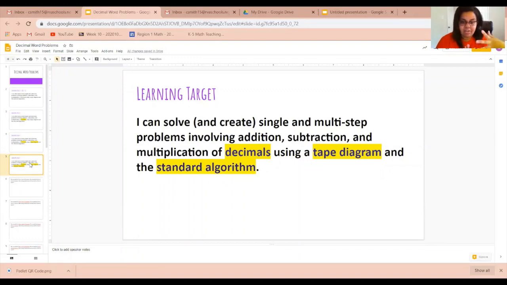And finally, I see the key word standard algorithm. What does standard algorithm mean? Well, you've been practicing solving addition, subtraction, and multiplication problems of decimals using concrete materials like place value discs or base 10 blocks. You've also practiced that by using pictorial models. Today, we're going to solve addition, subtraction, and multiplication of decimal problems by simply using the numbers. All right, let's go ahead and get started with our first problem.